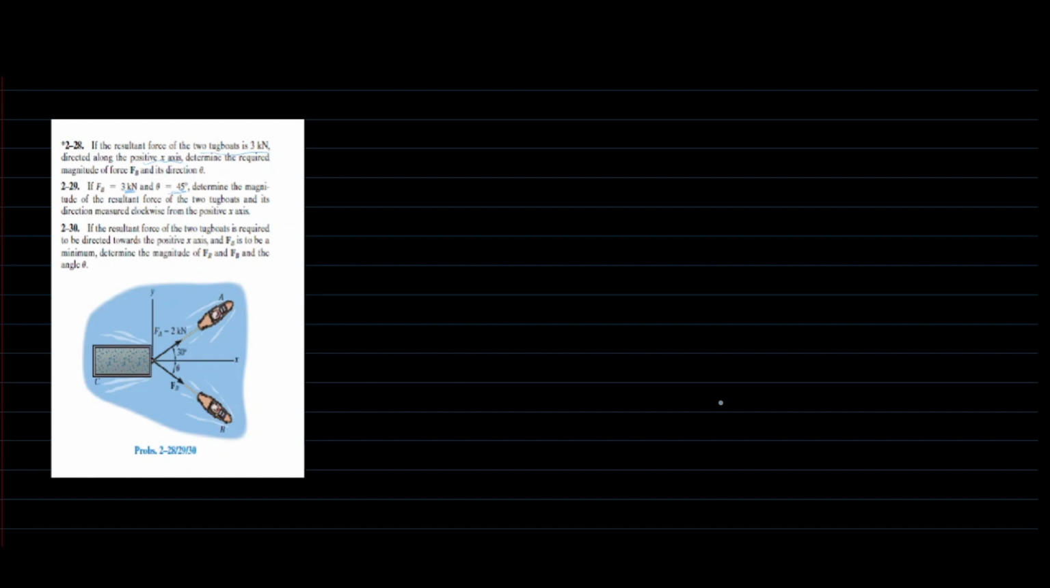So it says, if the resultant force of two tugboats is 3 kilonewton, directed along the positive x-axis, which is along this area, sorry, it's blue and blue, determine the required magnitude of force Fb and its direction theta. So just to draw this out, we have 2 kilonewton, we have Fb unknown, we have our resultant force which is 3 kilonewton.